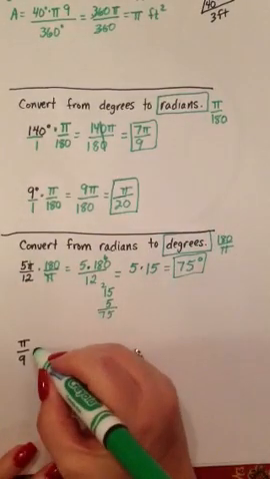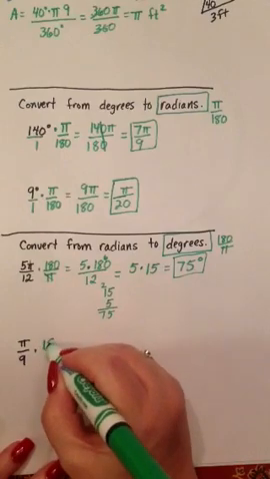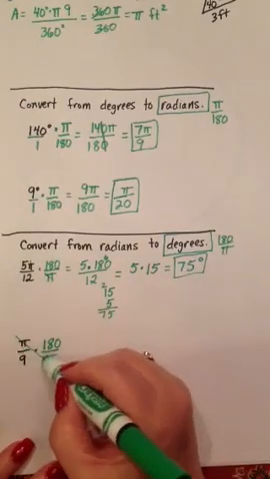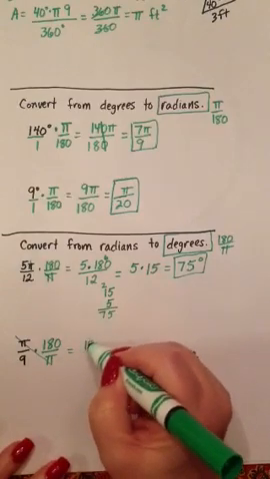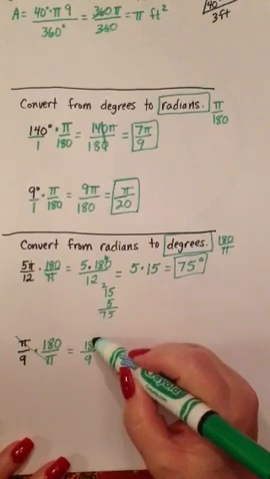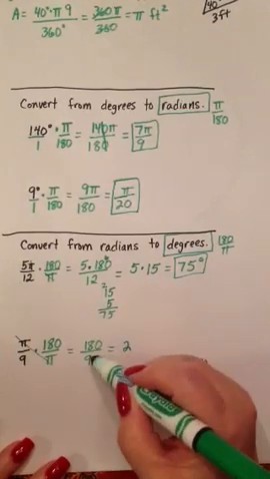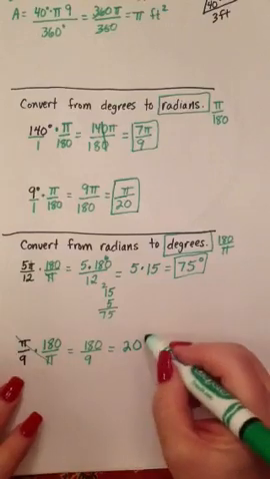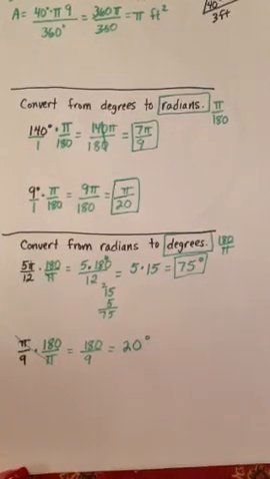Let's do another one here. We multiply by 180 over pi. The pi's cancel, which just gives me 180 over 9. 9 goes into 18 twice with no leftovers. 9 goes into 0, 0 times. So pi over 9 is 20 degrees. Ta-da!